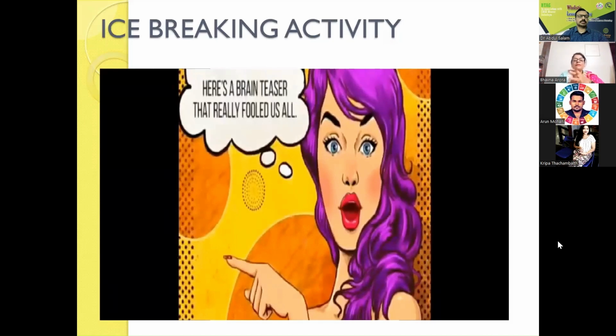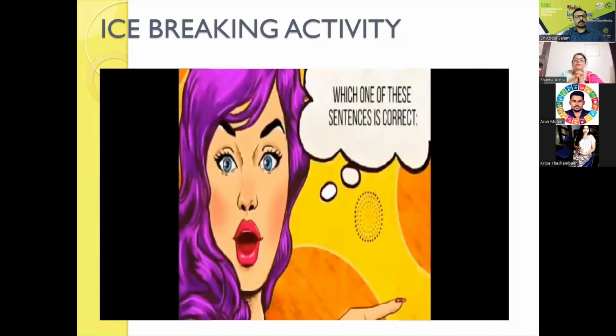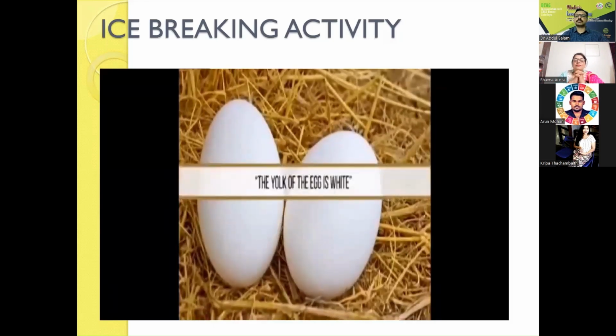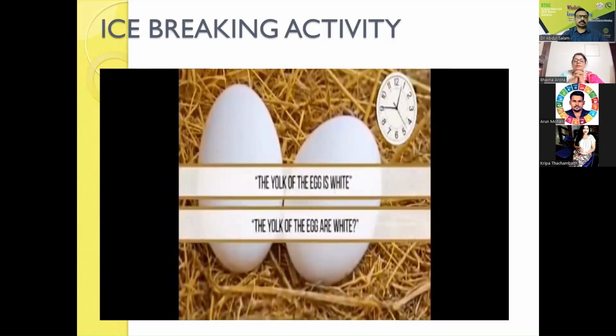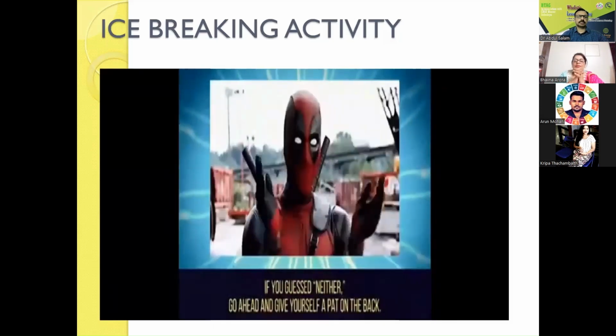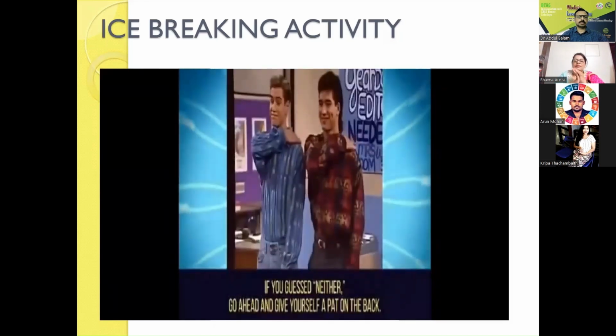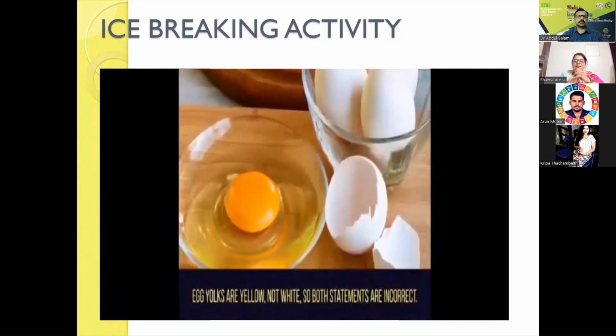Here's a brain teaser that really fooled us all. Are you ready? Here it goes. Which one of these sentences is correct? The yolk of the egg is white, or the yolk of the egg are white? What's your answer? If you guessed neither, go ahead and give yourself a pat on the back. Egg yolks are yellow, not white, so both statements are incorrect.